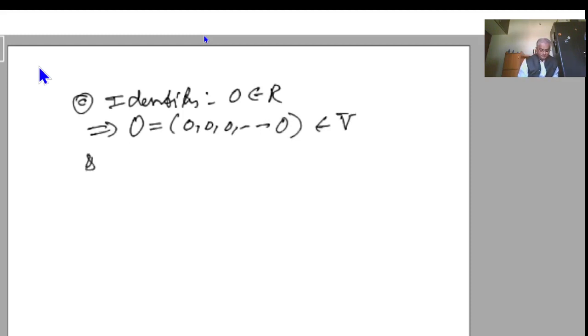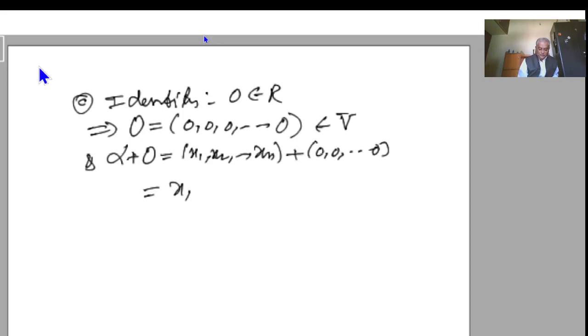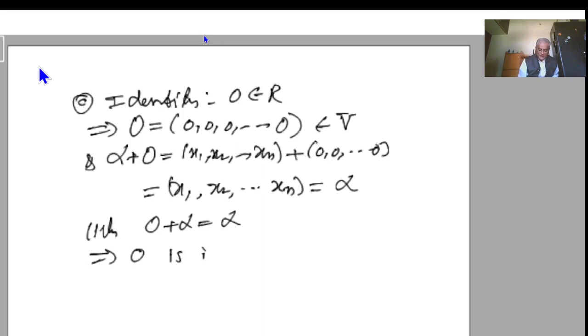And here, what is alpha plus 0? Alpha is equal to x1, x2, xn, plus this 0, which is nothing but 0, 0, 0. This is equal to x1 plus 0 is x1, x2 plus 0 is x2, xn plus 0 is xn. This is nothing but our alpha. Similarly, 0 plus alpha is equal to alpha. So this implies 0 is the identity of V.